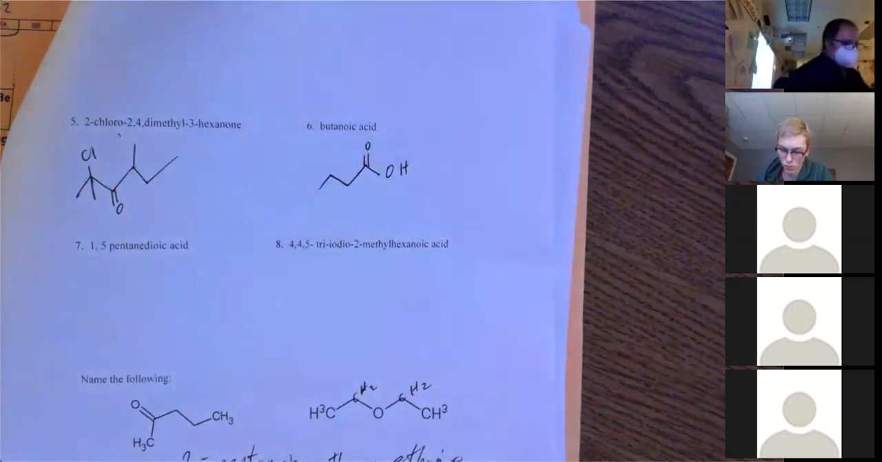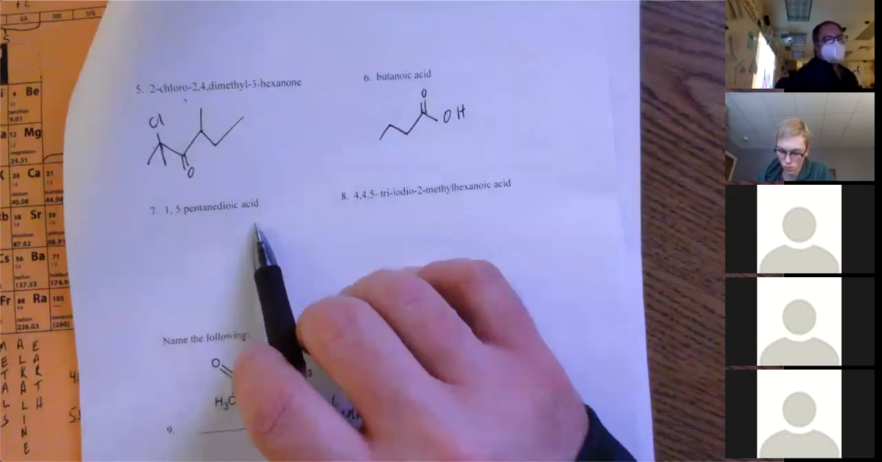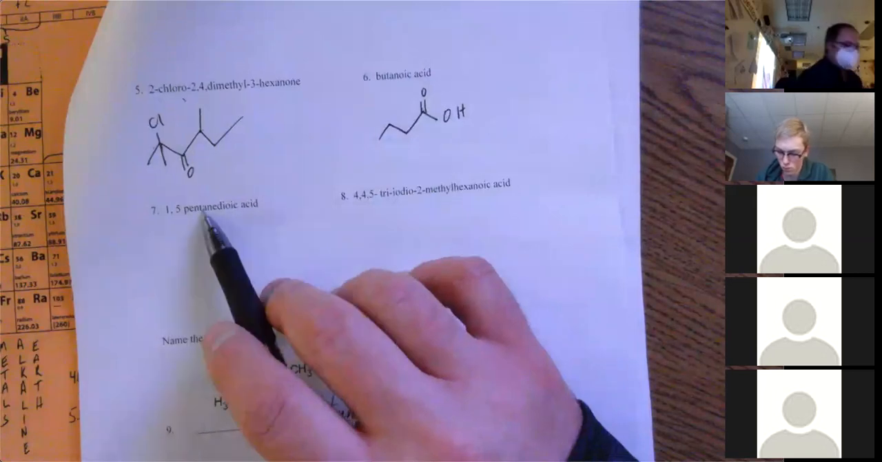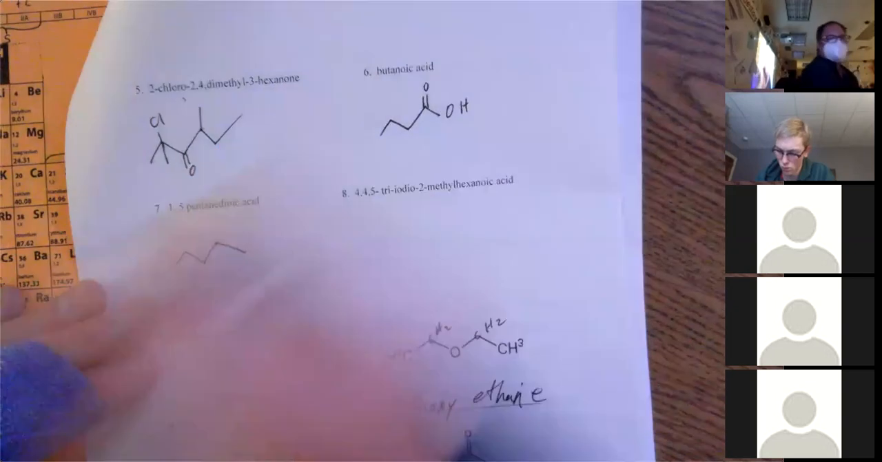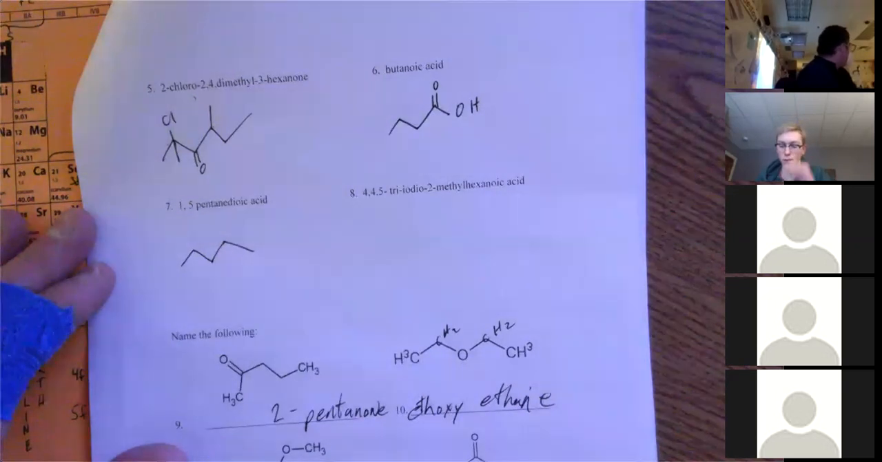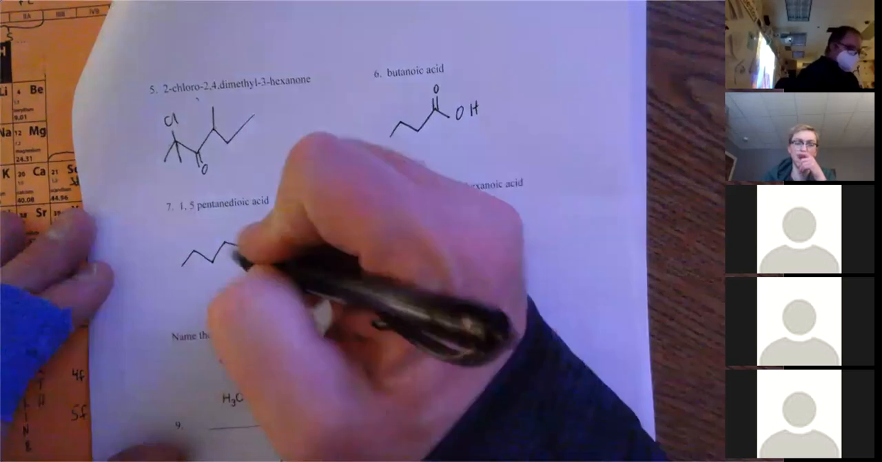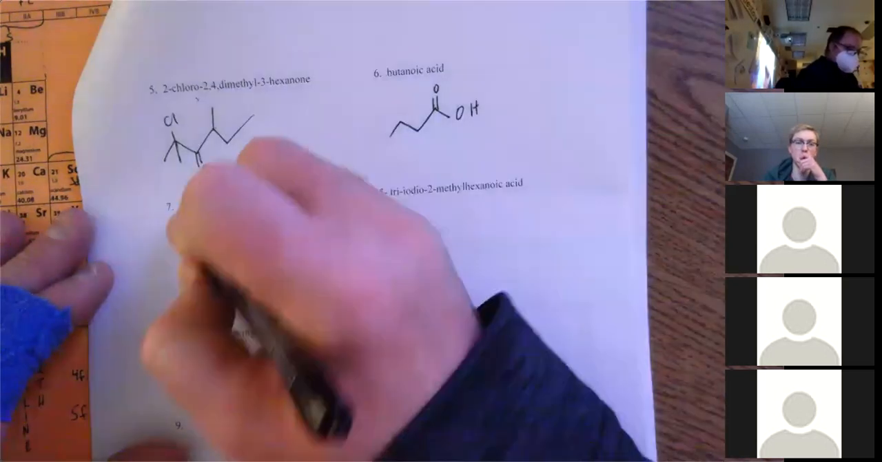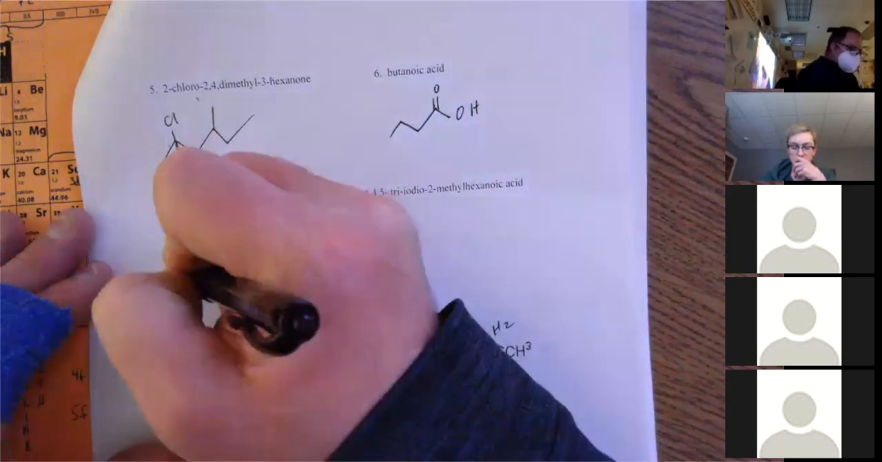All right, now here's where things get silly. Pentanedioic acid. What? Well, you can break it down. Pentan, this is like somebody just trying to see what they can get you to do, to show you what you can actually do if you break things down. Pentane means 5. Dioic means that we're going to have not only on the 1, we're going to have a carboxylic acid on both ends.